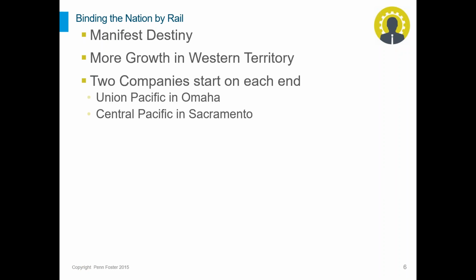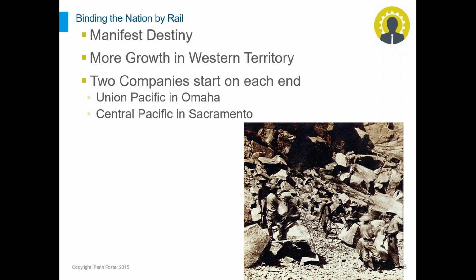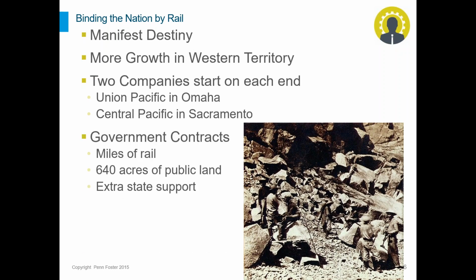So two companies, when the Transcontinental Railroad is approved in the United States Congress and by Abraham Lincoln in 1862, two companies set up as the companies that would build the railroad and connect the nation. So the Union Pacific started off in Omaha, Nebraska, and traveled west. The Central Pacific Railroad started in Sacramento, California, and moved east. And each company gained a very substantial government contract with their work.